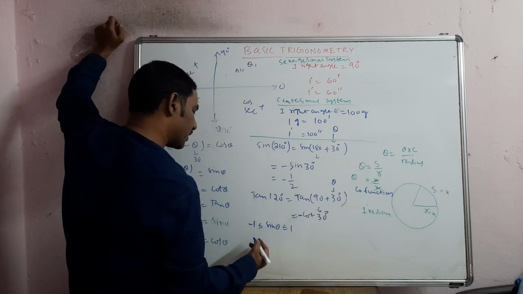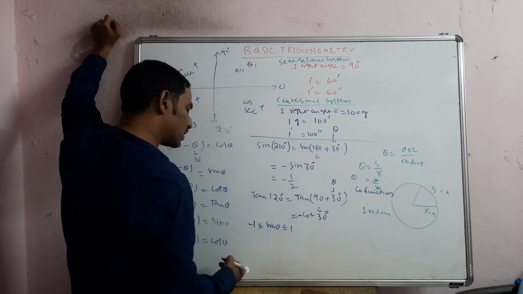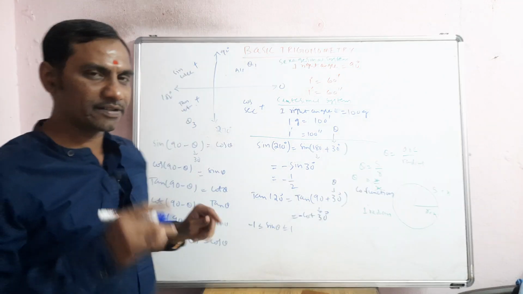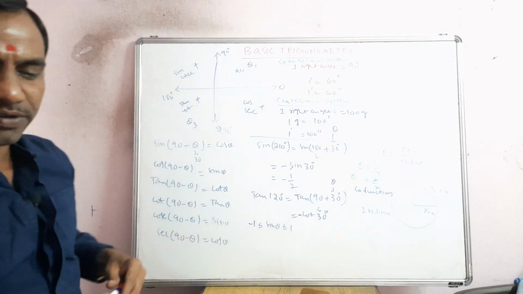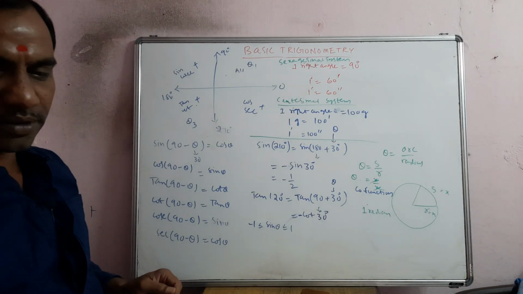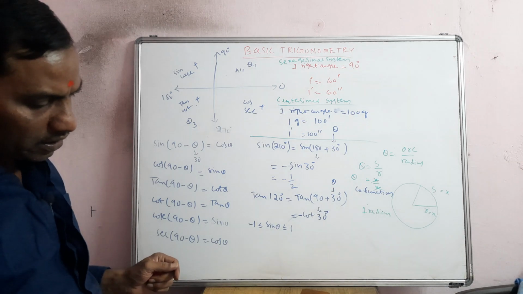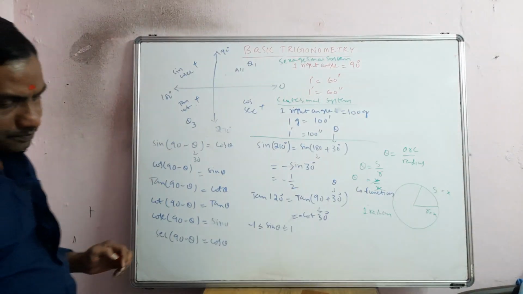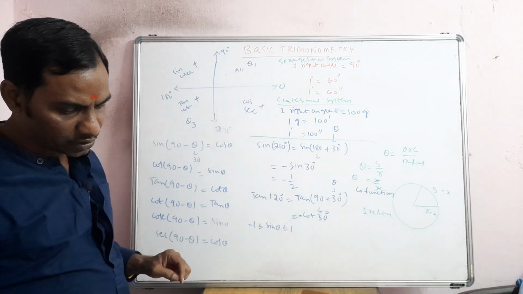Okay, and cos theta is also the same. But the tan theta value will go until infinity, as I told you that day. So this is about some basic trigonometry, and you can do some problems. For example, if anybody asks some problem, I'll tell you one so that you will understand it.